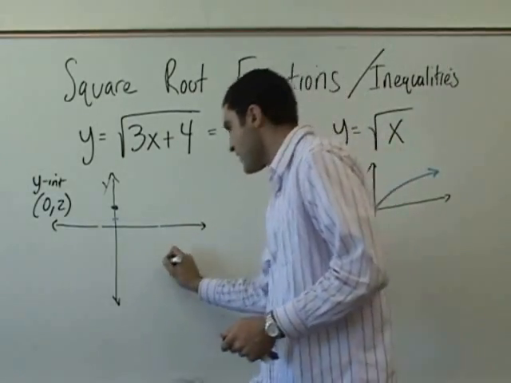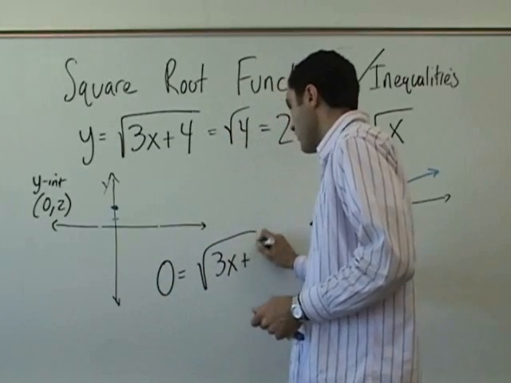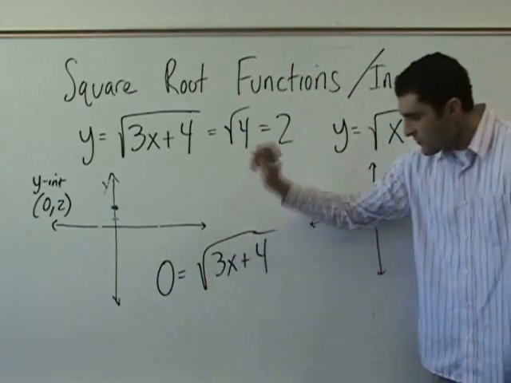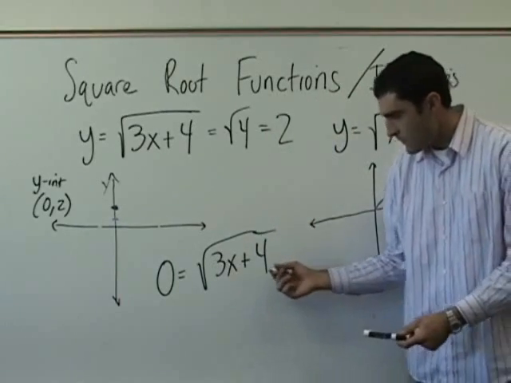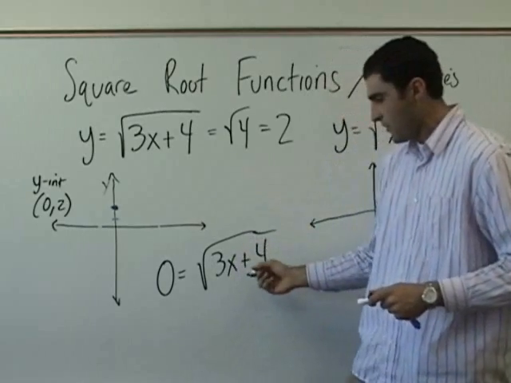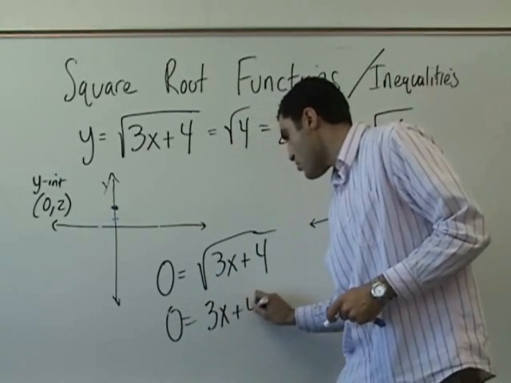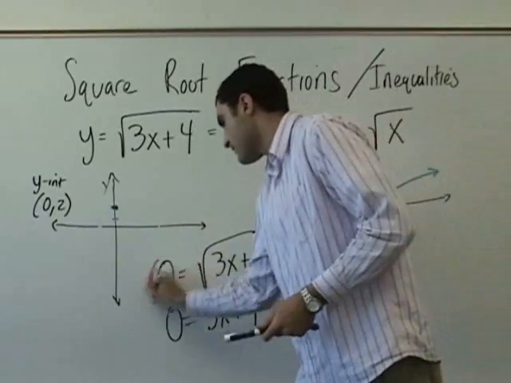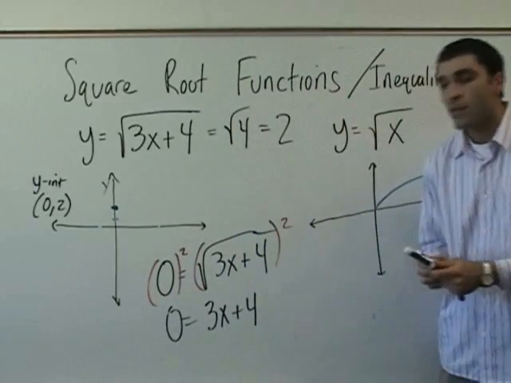Y is 0. 0 equals the square root of 3x plus 4. And we solve. Square both sides. What do we get? 0 equals... Are you guys just writing or thinking? Square both sides. Wait, I'm confused. Why do you do that?